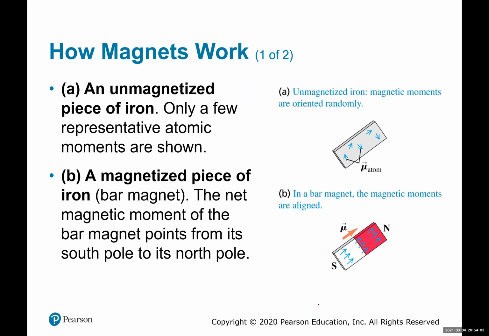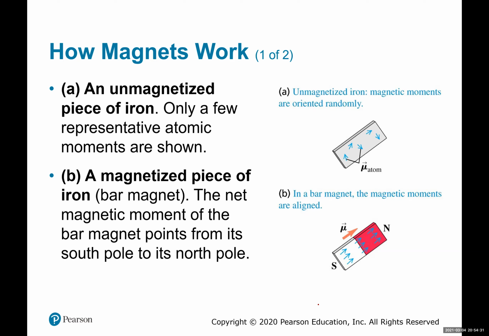Atoms in the material have their own little atomic scale magnetic dipole moments. In a permanent magnet, the dipole moments of those atoms align. And there's a net dipole moment that we could draw sort of macroscopically on the scale of the object itself.